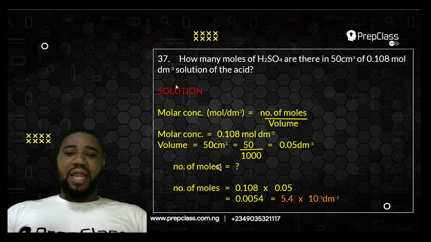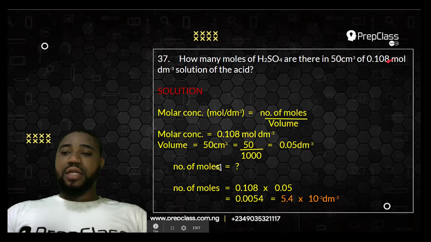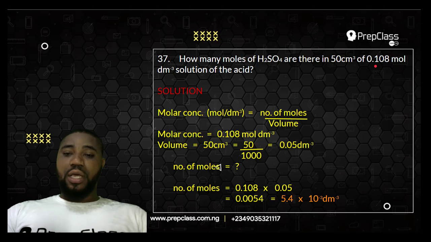Now there's a formula that says molar concentration, that's mole per dm³, equals number of moles over volume. Molar concentration equals number of moles all over volume. Now they've given you the molar concentration, which is 0.108 mole per dm³, and this is the volume.